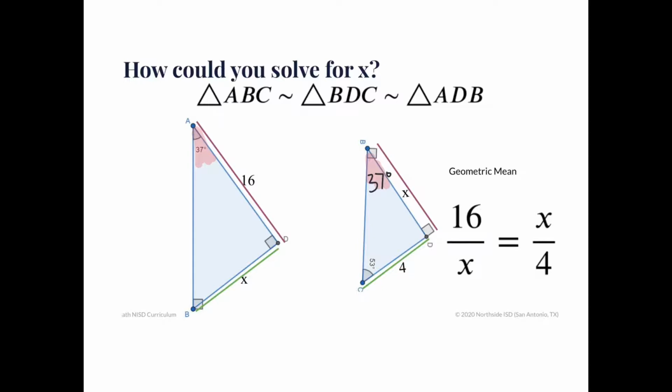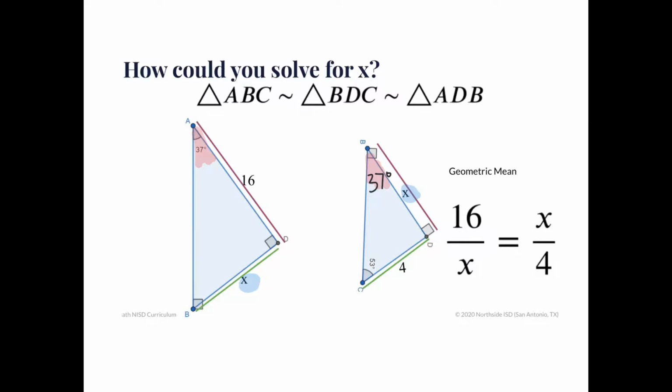And now that we did that, it's a lot easier for us to set up our proportion with the corresponding sides. So the 16 matches up with the x, and then the x right here matches up with my 4 over here. If you notice, we have the x that we're trying to solve on both of the triangles. So when we set up our proportion, it looks like this: 16 over x is equal to x over 4.